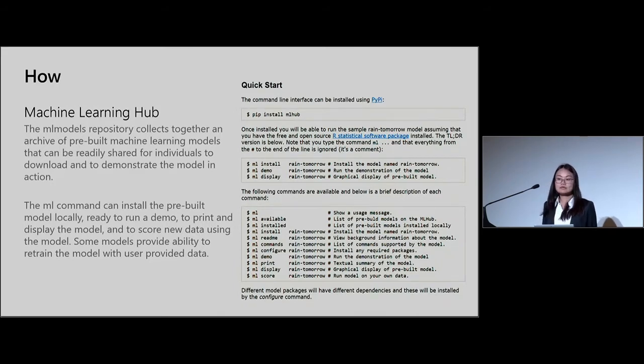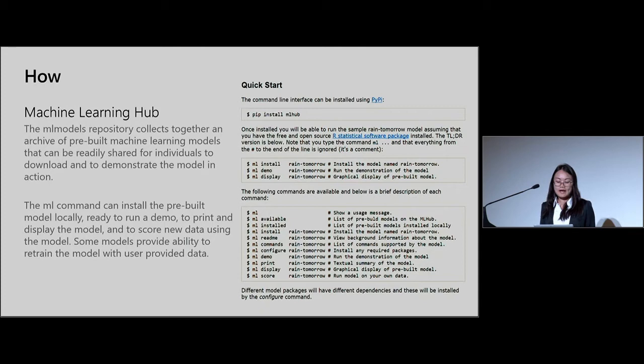As you can see in the right panel of this slide is a quick start to guide you to use the ML Hub command line tool. The command line interface ML Hub can be installed using PyPI by just typing the command pip install mlhub. Once you have installed the tool, you will be able to run the sample rain tomorrow model, assuming that you have the open source packages installed on your local machine. And then you can run through all the commands listed in this website to try out the rain tomorrow example.